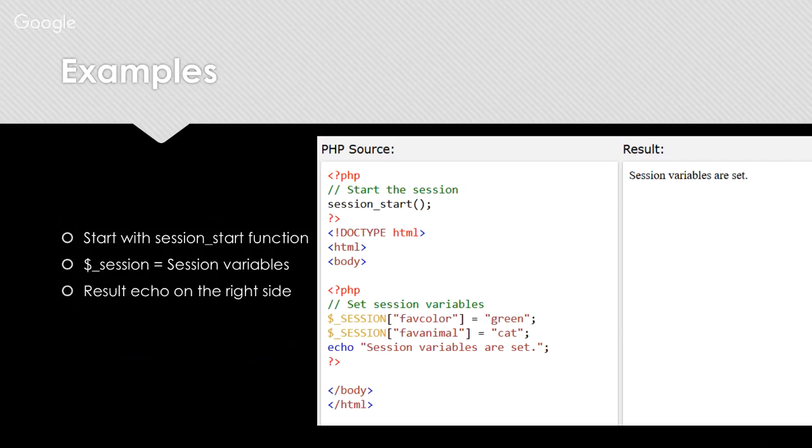Some examples are what we see here. We've got the PHP source on the left and the result on the right. We see that there's some standard PHP here, and we see where there's the session_start up above the HTML. Then down below, we see that the $_SESSION variables are set to green and cat, and the echo session variables are set. So we see here an example of this session start.